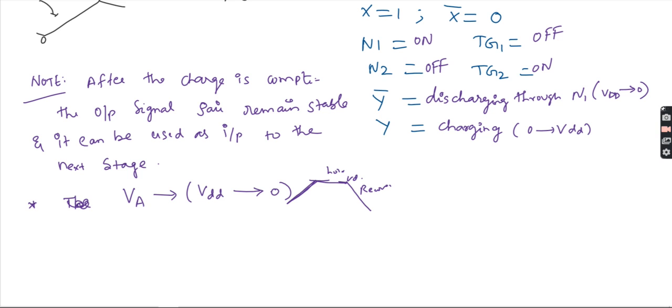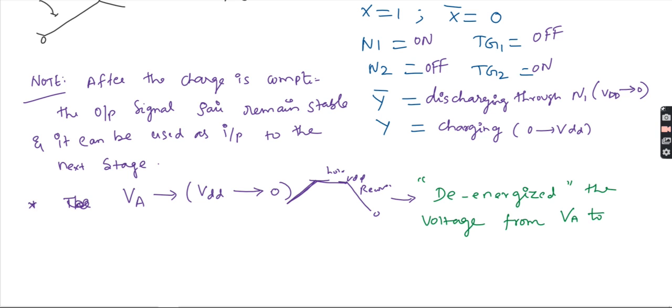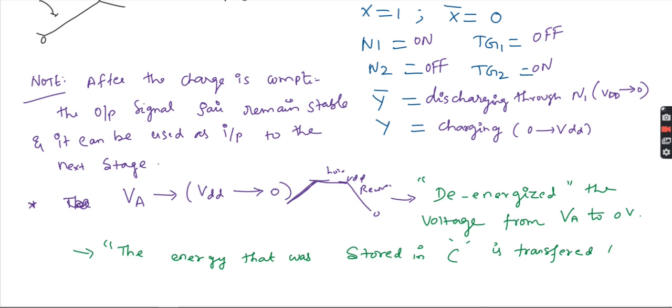When VA goes from VDD to 0, it is very important. Earlier I said the circuit is energized. Here the circuit is de-energized, the voltage from VA to 0 volt. In this step, the very important thing is that the energy that was stored in the capacitor C is transferred back to the power supply.